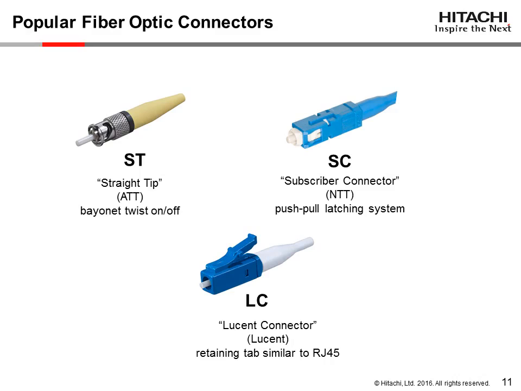Here's a brief review. ST connectors, one of the first fiber optic connectors, developed by AT&T, is designed with a spring-loaded bayonet twist on and off mechanism having a ferrule size of 2.5 millimeters. SC connectors, developed by NTT, a Japanese telephone company, is designed with a push-pull latching system having a ferrule size of 2.5 millimeters. LC connectors, developed by Lucent Technologies, is a small form factor connector with a retaining tab similar to a RJ45 connector having a 1.25 millimeter OD ferrule, a very popular connector for high-density rack-mounted systems.